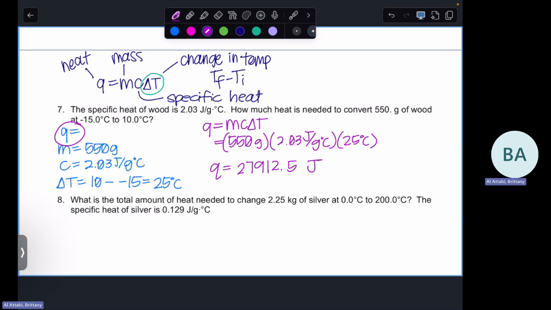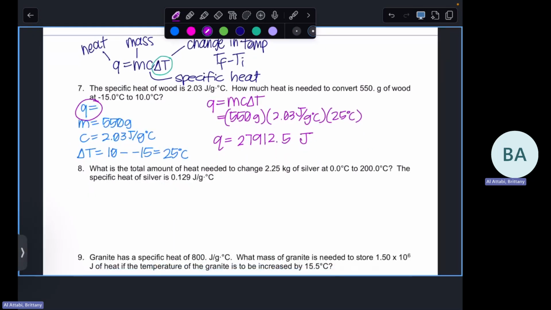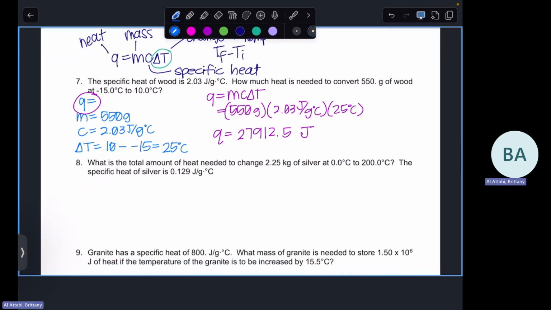$27,912.5. Do we have a winner? Did you get it? Is that what you got? Yes. All right. And then the next one.